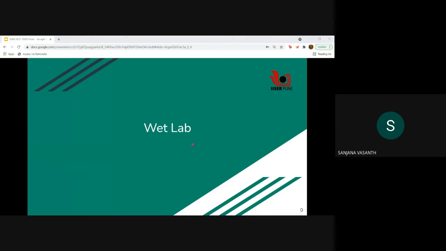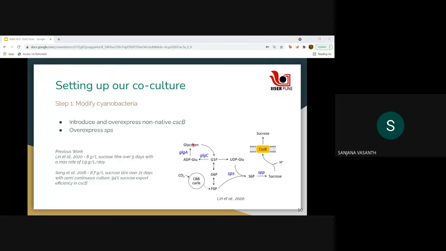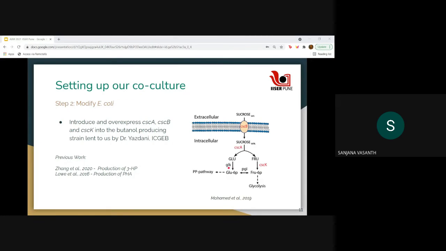So moving on to the wet lab component of our project, we begin by modifying our cyanobacteria. They naturally accumulate sucrose under osmotic stress, so our first challenge is to facilitate secretion. We will thus introduce a non-native sucrose transporter, CSCB. Additionally, to increase the yield of sucrose, we will overexpress SPS, the enzyme that catalyzes the rate-limiting step of sucrose synthesis in cyanobacteria.